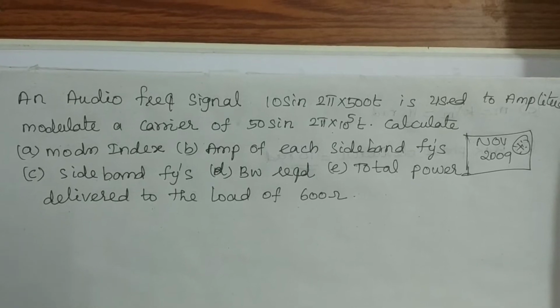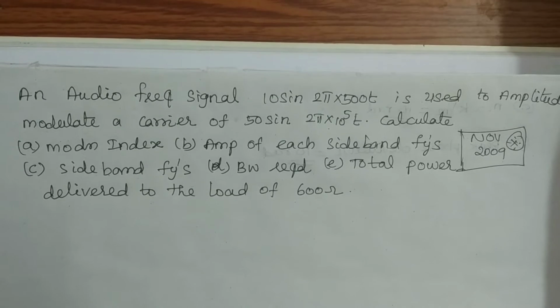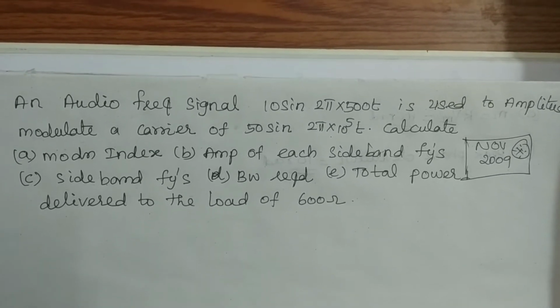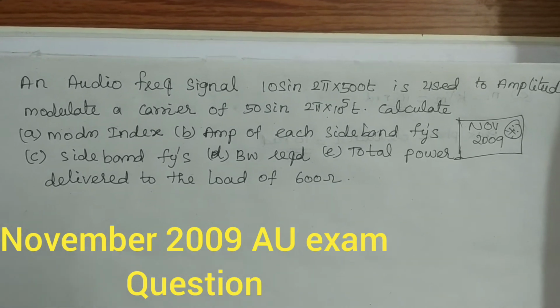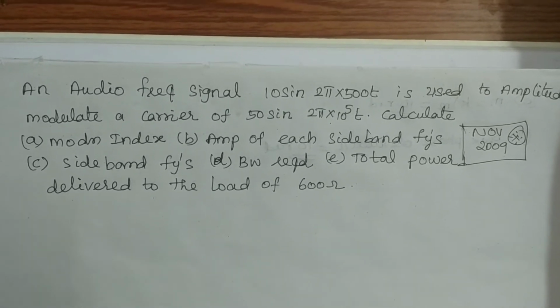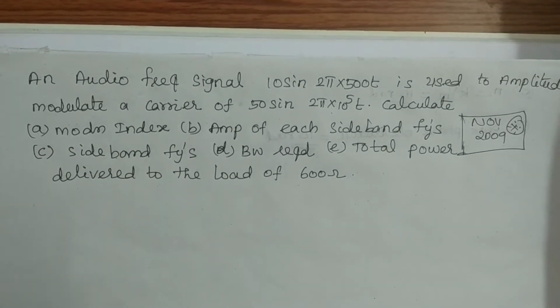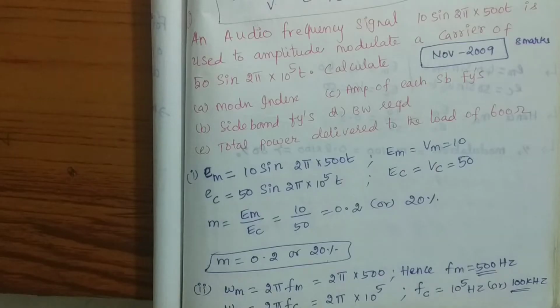An audio frequency signal 10 sin(2π × 500t) is used to amplitude modulate a carrier of 50 sin(2π × 10^5 t). Calculate the modulation index, the amplitude of each sideband frequency, the bandwidth required, and the total power delivered to the load of 600 ohms.